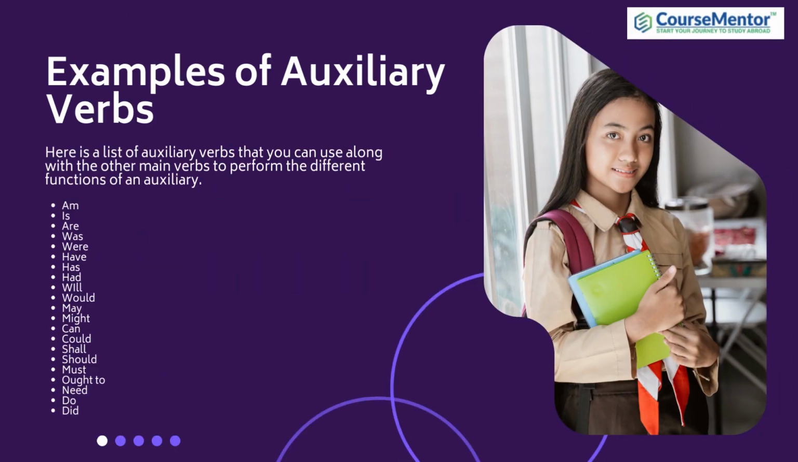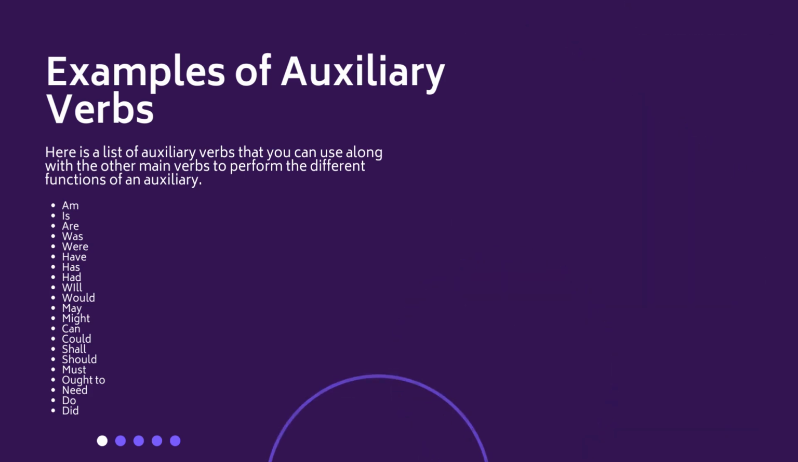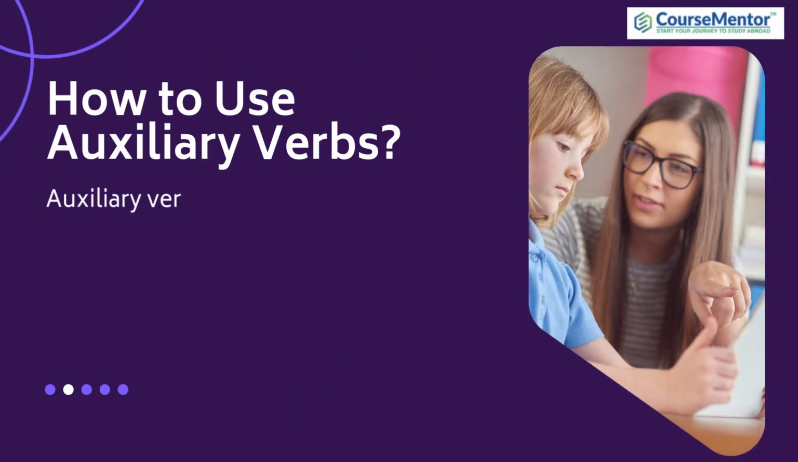Here are some examples of auxiliary verbs. Am, is, are, was, were, have, has, had, will, would, may, might, can, could, shall, should, must, ought to, need, do, did.